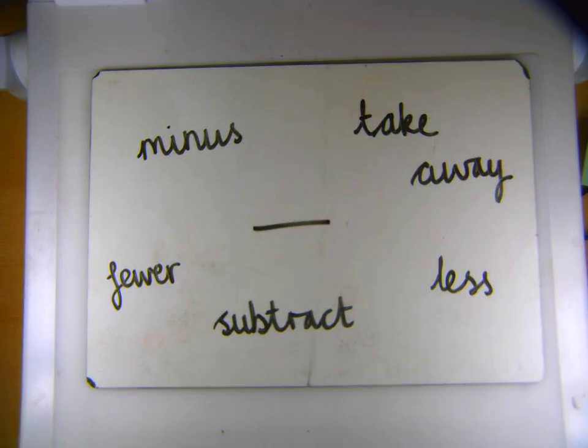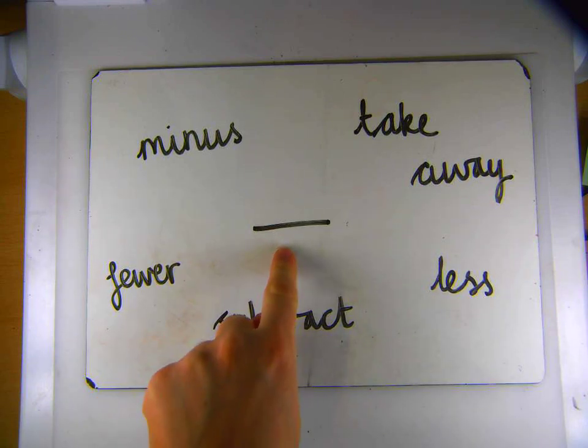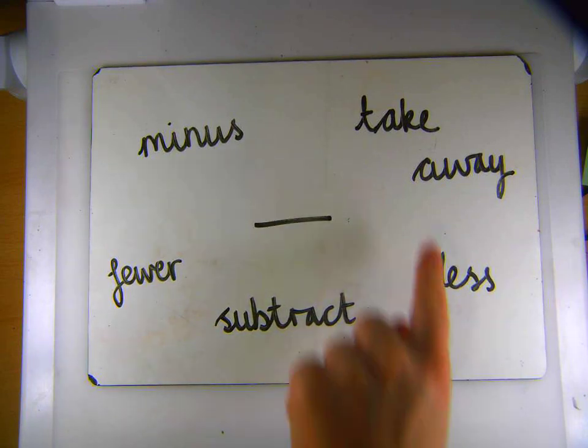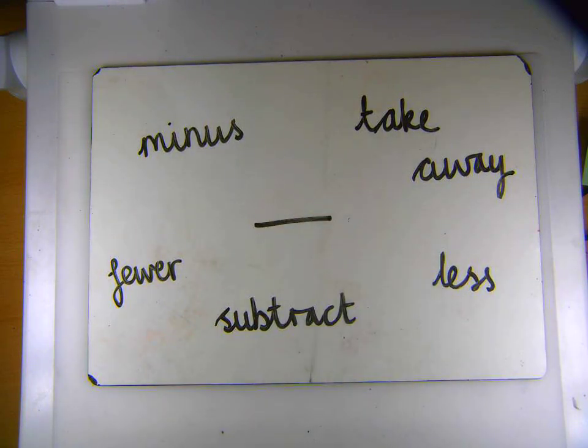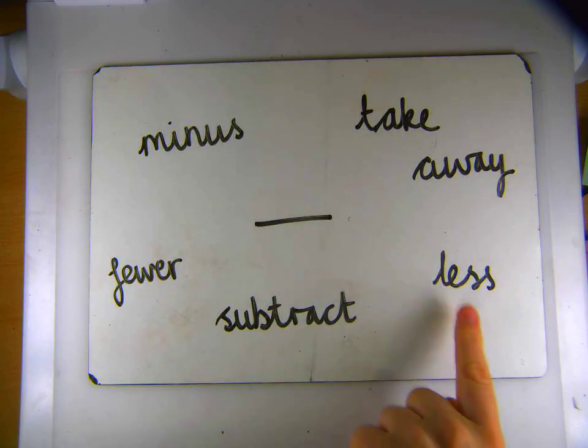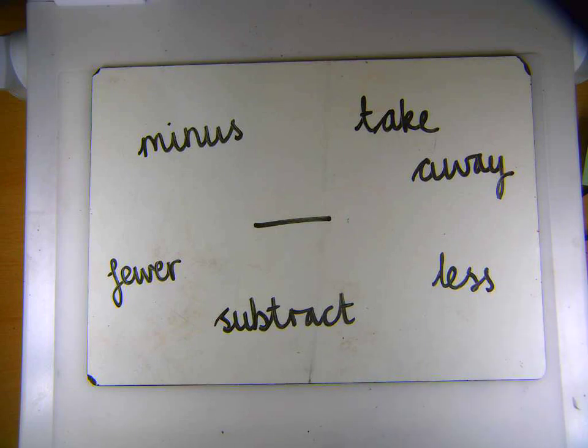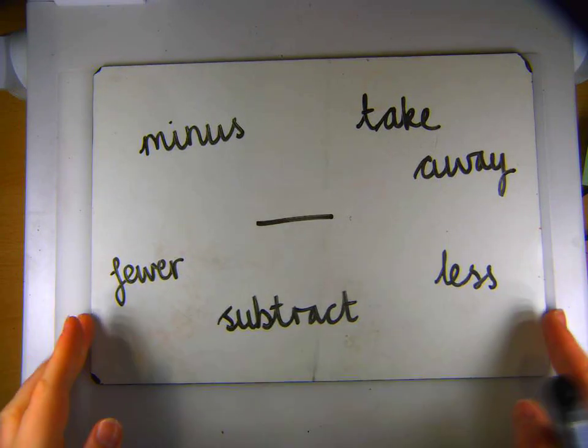Hi guys, so today we're going to talk about taking away, which is represented by this symbol here in the middle. Now all of these words around the side that I've written here might be words that I will use while we're doing today's lesson. So we've got minus, take away, less, subtract and fewer. So if I use any of those words, you know what I am talking about. So let's get started.